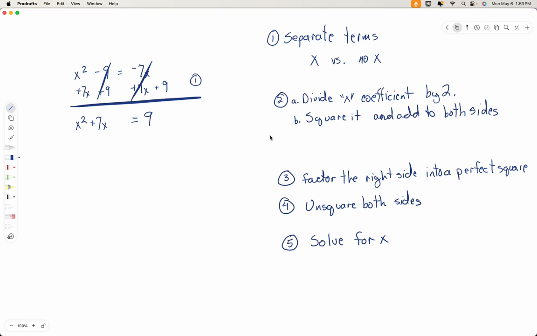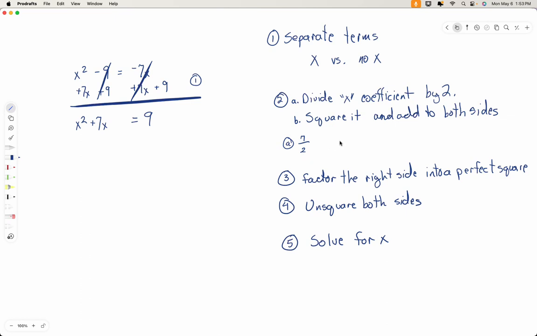Okay, I'm going to assume that you paused and that you did the next step, step 2. So we're going to take the x term 7 and divide it by 2. We can't evenly divide that. That would be like 3.5. And we don't want to use mixed numbers in algebra. We want to use improper fractions. So we leave it like this.